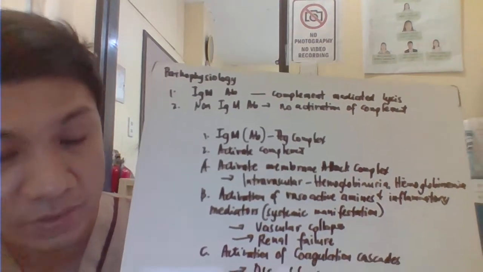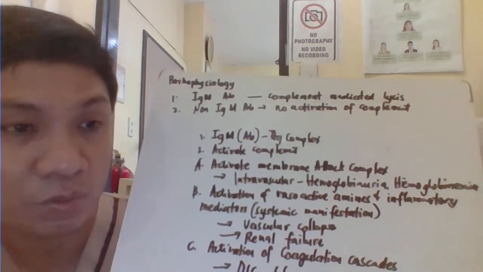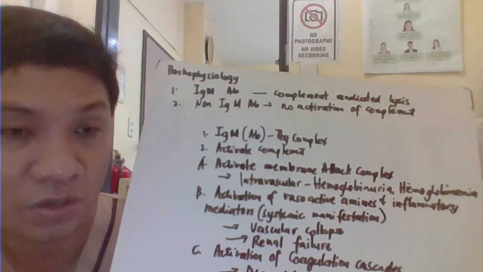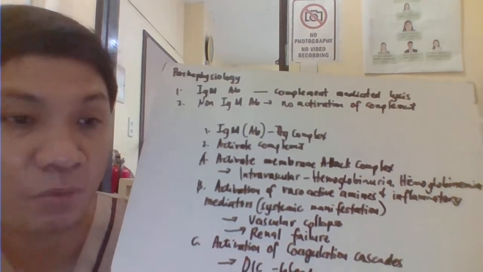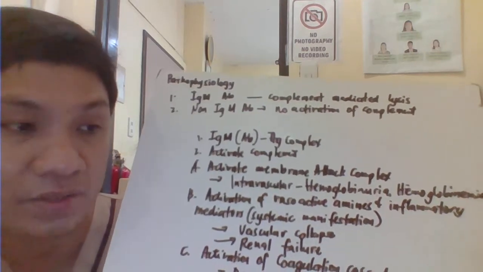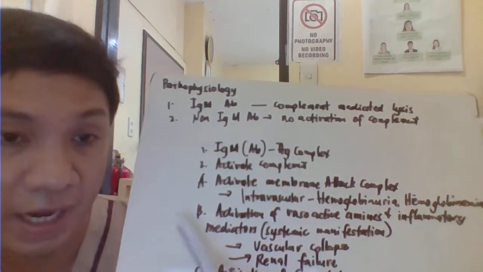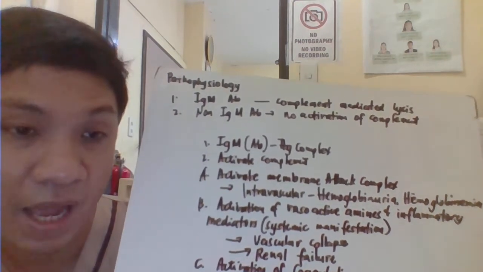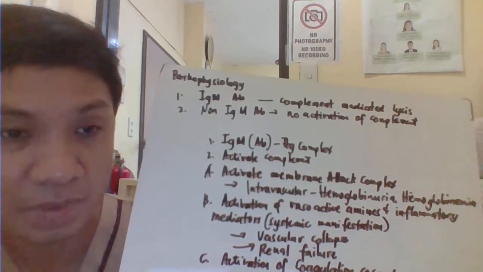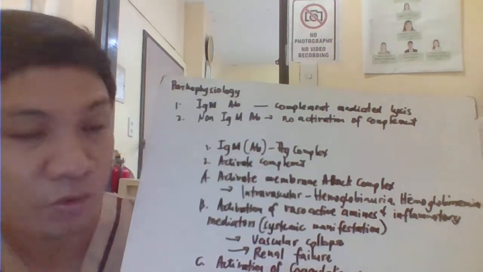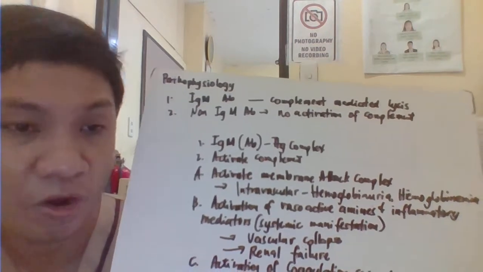So your IgM-mediated immediate hemolytic transfusion reaction would involve complement activation with hemoglobinuria and hemoglobinemia, with intravascular and extravascular hemolysis. Again, if the recipient has an ABO antibody responding to the donor's RBC antigen, it will form an immune complex that will activate the complement.